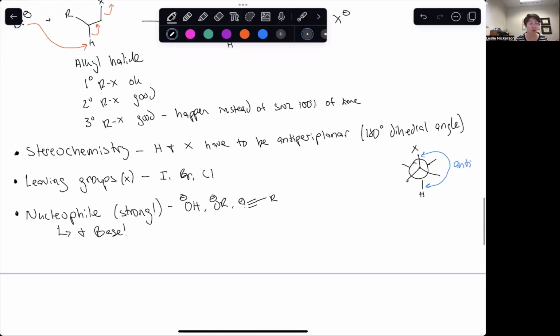So that's the overview of our SN2 and E2 process. I'm going to post another video that has an example worked through so that we can see what it looks like in real time, and talk about how exactly you go about the anti-periplanar business and all of that stuff.